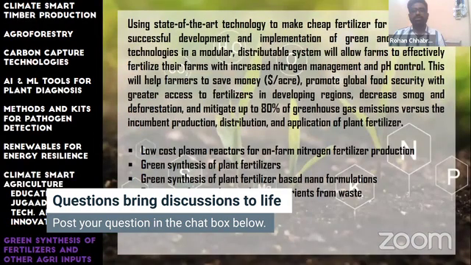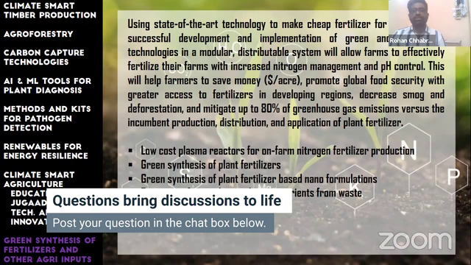And then there is green synthesis of fertilizer and other agri inputs. So using state of the art technology such as plasma technology or nanotechnology, we can create cheap fertilizers for farmers. The successful development and implementation of green and sustainable technologies in a modular distributable system will allow farmers to effectively fertilize their farm with increased nitrogen and pH control or management.